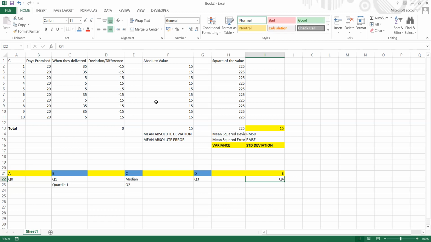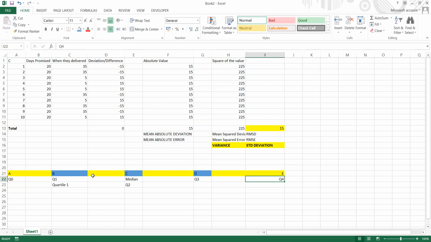So you'll hear words like percentile, quartile, decile. Decile is dividing into 10 parts, so 20% of the data would be on the left. But what we use is quartile only. Mostly we'll be using quartile.